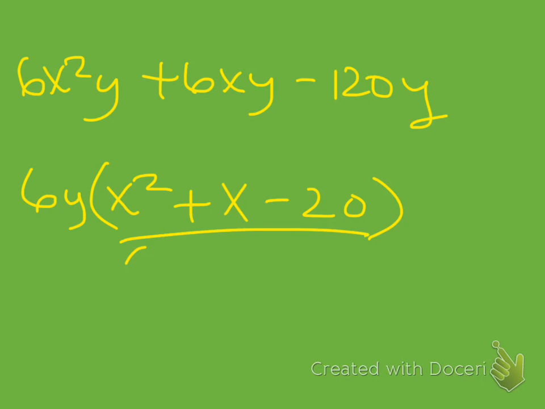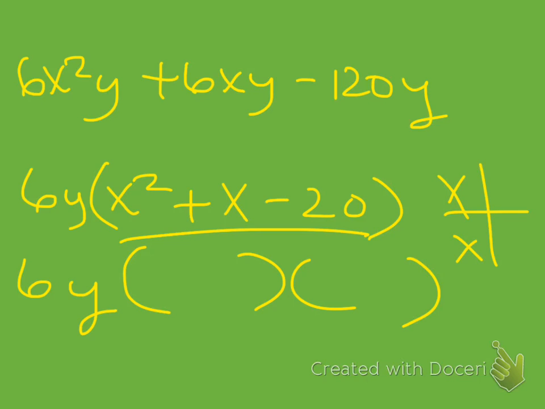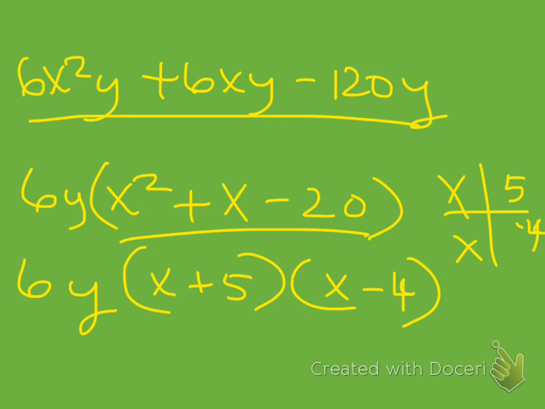So this part can go into this with the 6y left there. And so then we'll do our box, x and x. And then 20. What else makes 20? Oh, 5 and 4. Very good. So then you'll have a positive 5 and a negative 4. So then x plus 5 and x minus 4. And then you can do whatever you needed for the canceling, what you're doing next. But this one is one of the ones that has both the greatest common factor and it's a trinomial, so you'll do both.